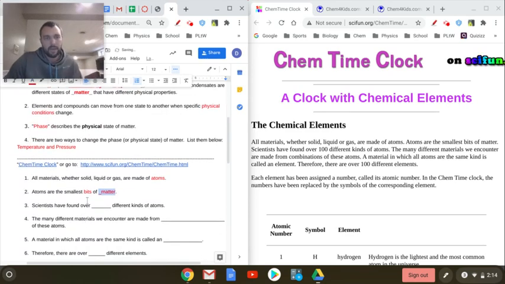Okay, scientists have found over blank different kinds of atoms. Could we go 3 for 3? Sentence 3, let's check it out. Scientists have found over 100 different kinds of atoms. Look at that. There we go. 100.